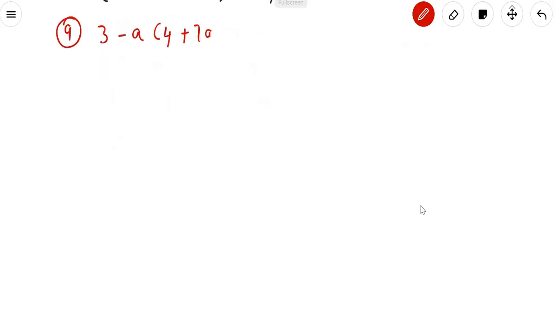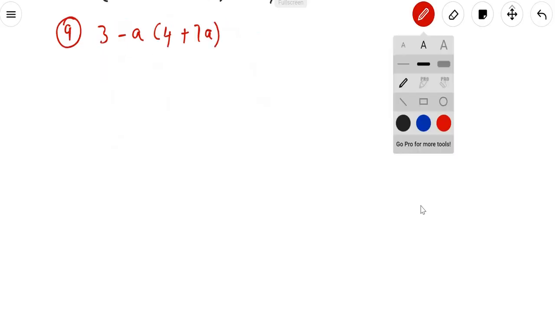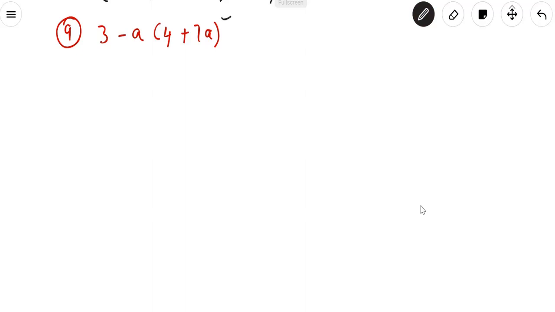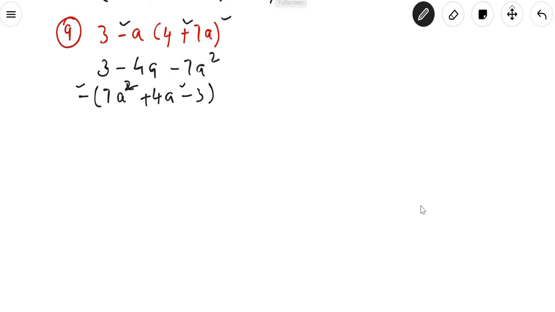I hope you have understood. First, what I will do, I will remove these brackets. Okay, now can you see these brackets I'm going to remove? So one step I'll write here: 3 minus 4a minus, because minus into plus is minus, 7a square. If you want you can solve it like that only, or you can rewrite this equation by taking minus outside. So minus if I take outside, this becomes 7a square plus 4a minus 3, because minus into minus becomes plus 3.